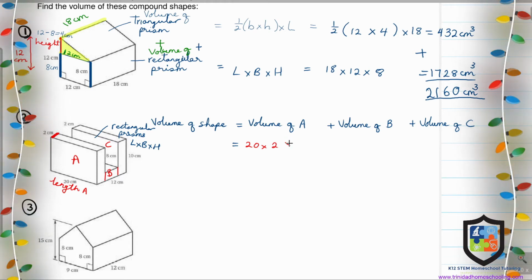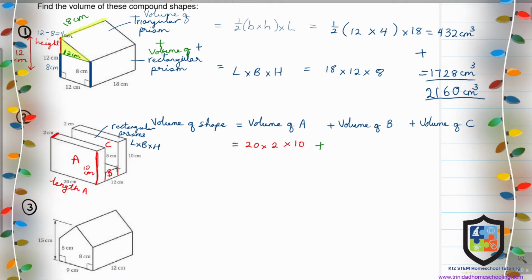And where is my height? My height is this piece here. Is there a length in the shape for that height? Yeah, that's this here. It's the same height as this 10 centimeters. So that is 10 centimeters. Now we're going to add that to the volume of B.